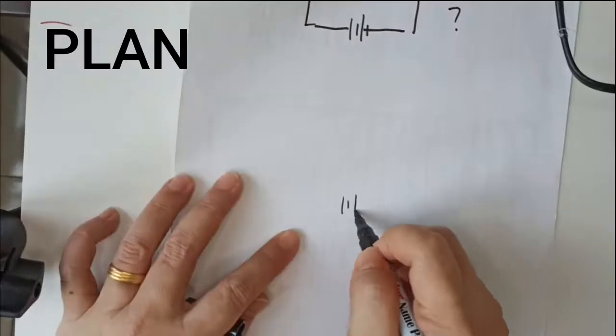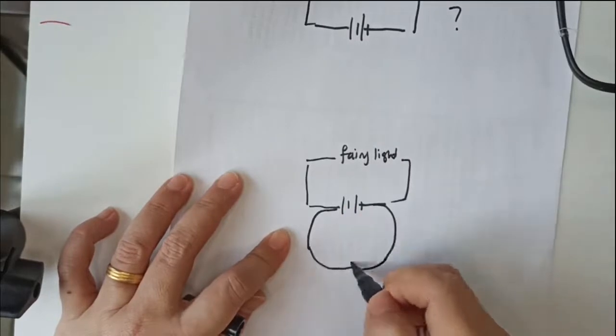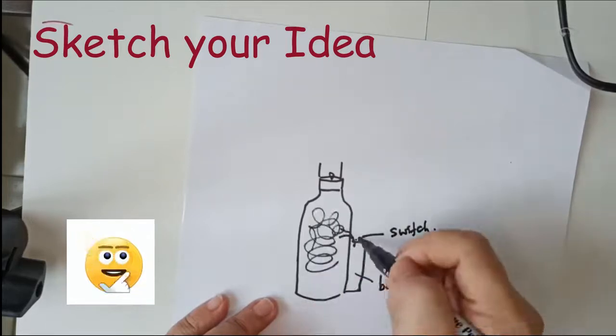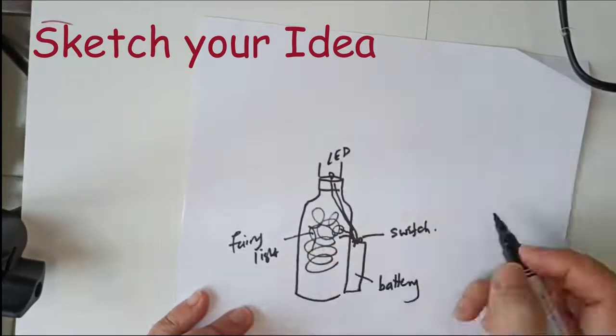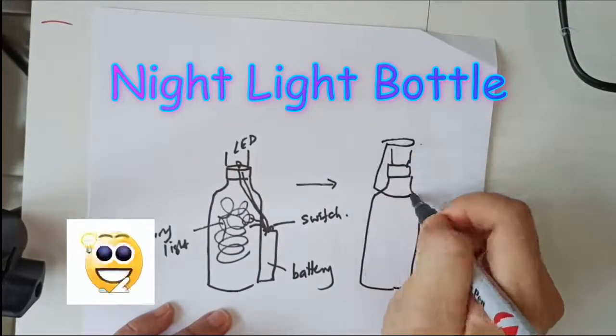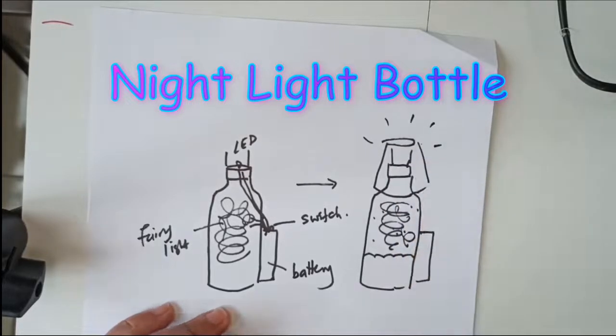Let us plan. I have decided to make a parallel circuit of an LED light and a fairy light because those things are available at home now. And the fairy light set came with a battery casing and switch, making it easier for me to assemble the circuit. After thinking and sketching a few designs, I have decided to make a night light bottle.